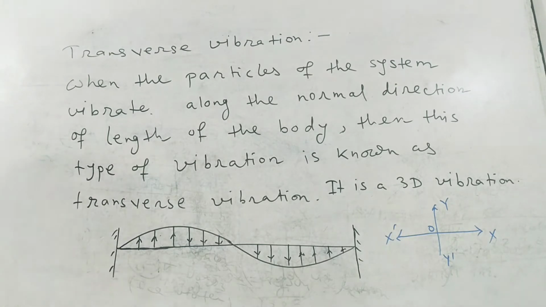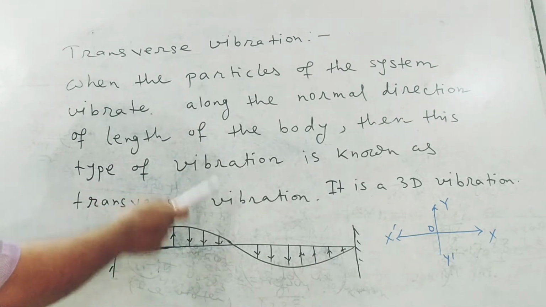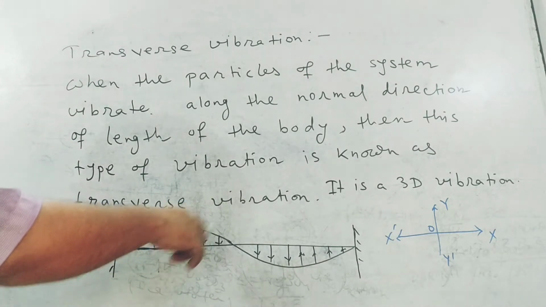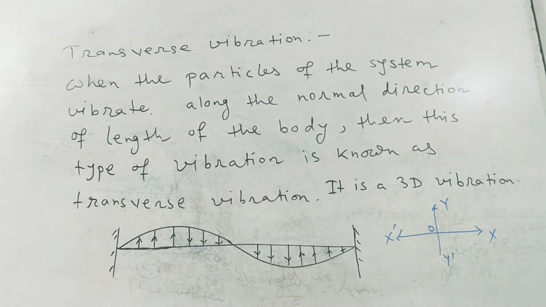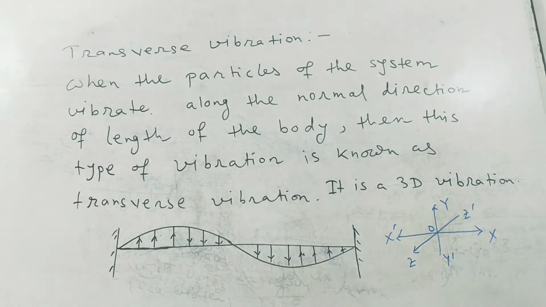Let a string be stretched along the x-axis, then the particles of the string vibrate along the y-axis. The particles of the string may also vibrate along the z-axis. That's why this type of vibration is a three-dimensional vibration. In this case, the wave produced propagates along the length of the string, and the mode of vibration of the particle is normal to the motion of the wave.